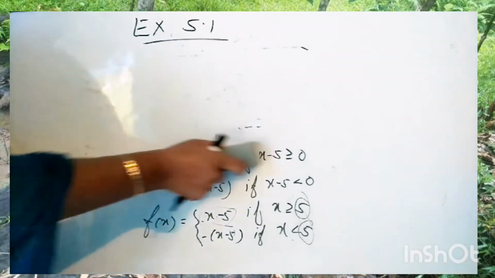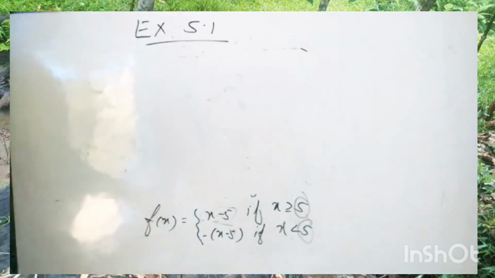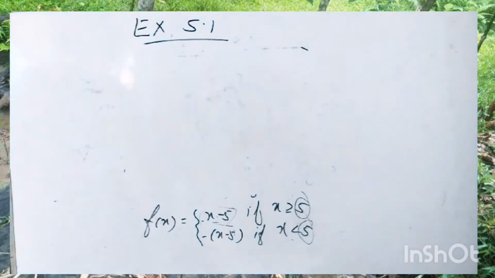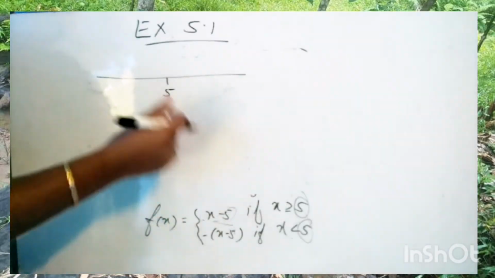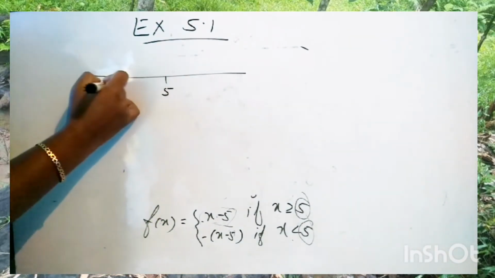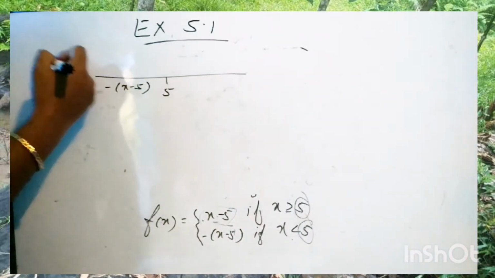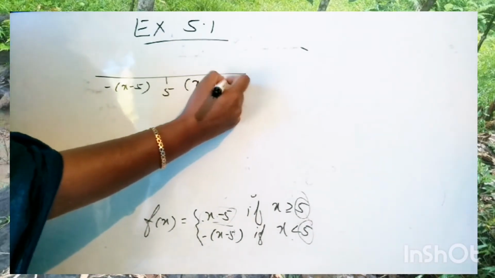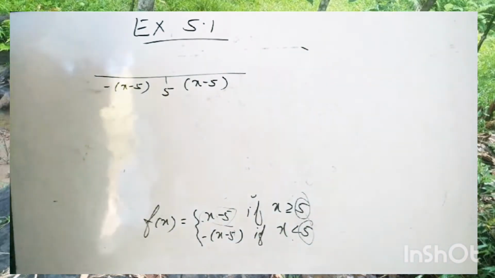You can see that to the left of 5 and to the right of 5, you have different values for your f of x. This is your 5, and for all the values less than 5, we have minus of x minus 5, and for all the values greater than 5, we have x minus 5. That means to the left of 5 we have minus of x minus 5, and to the right of 5 we have x minus 5. That's why we are calling it a splitting point or breaking point.